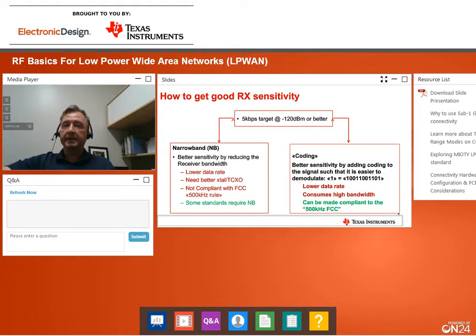Narrowband signals have the benefits of adjacent channel rejection and interference rejection, because it is narrowband, and some standards actually require narrowband technologies. There are regulations in both Europe and North America that require narrowband, but there are also just technical advantages with narrowband. But in some cases, wideband is required, and specifically one here for North America is the 500 kilohertz FCC rule that we have to be compliant with for some use cases, and where coding could be an advantage.